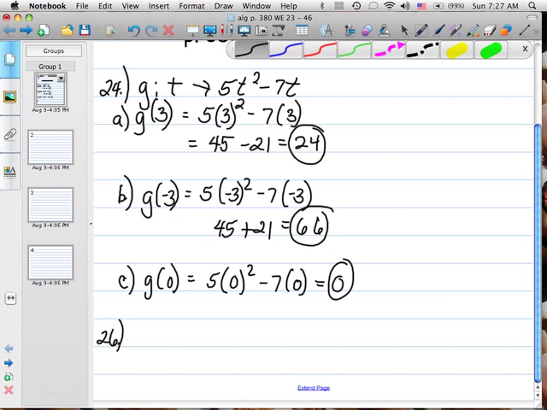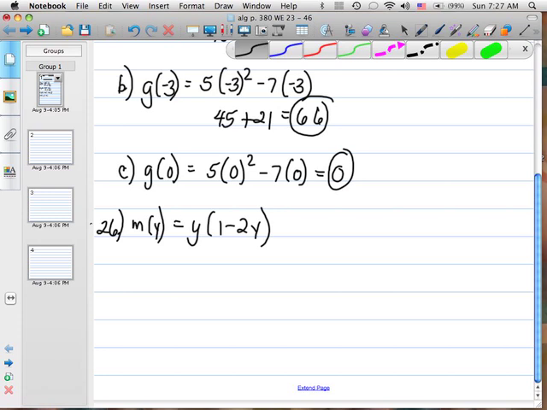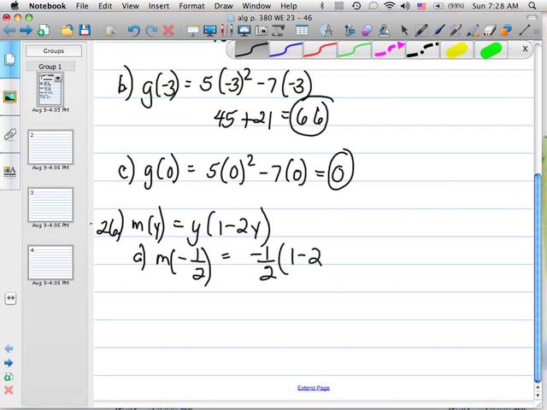Problem number 26, the function is m that pairs y with y times 1 minus 2y. First problem, A, m at negative 1/2. So we're going to plug in negative 1/2. So negative 1/2 times the quantity 1 minus 2 times negative 1/2.